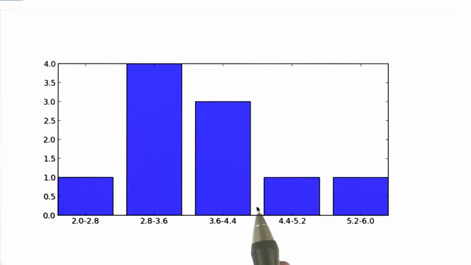1, 4, 3, 1, and 1 again. Now this is a familiar histogram. Let's look at how easy it was to generate this.